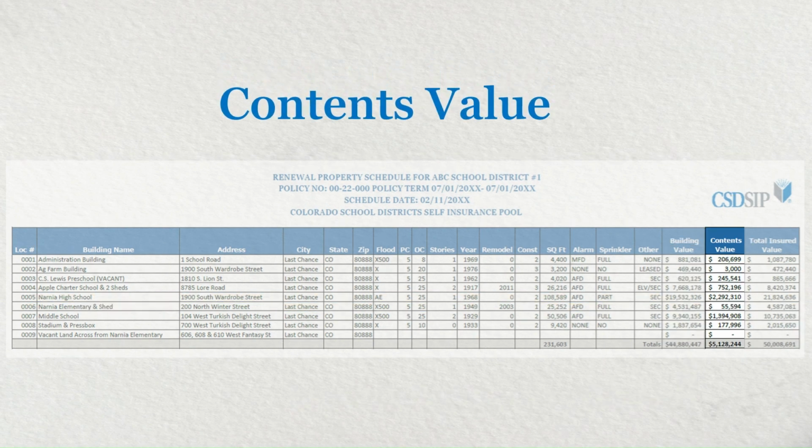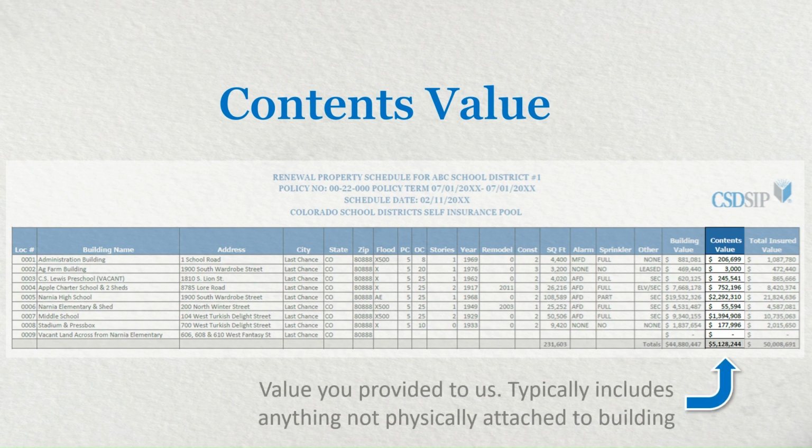Contents value. This is the contents value that you have provided to us. Contents typically include anything that isn't physically attached to the building. Things like computers, desks, papers, chairs, mowers, gators, scissor lifts, and other mobile equipment. Please review the contents value listed on the schedule for adequacy.